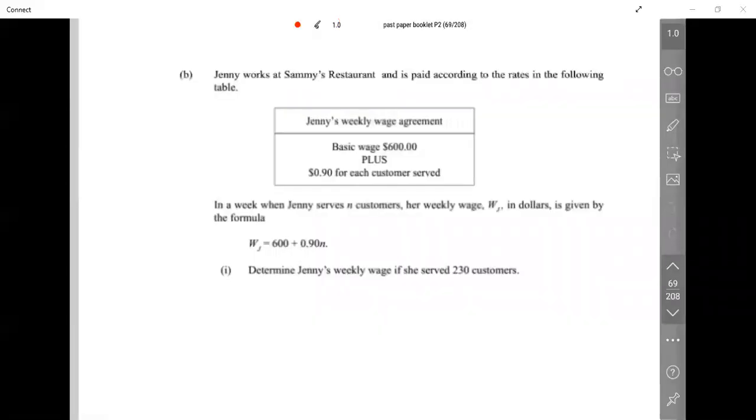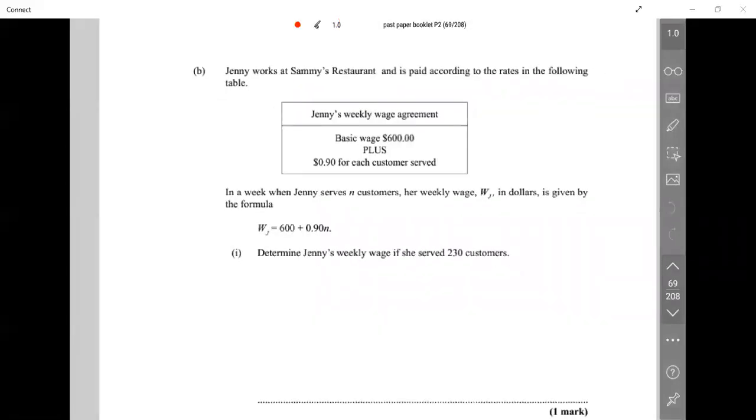All right, let's move on. This says, Jenny works at Sammy's restaurant and is paid according to the rate in the following table. So Jenny's weekly wage agreement: her basic wage is $600, and she's paid 90 cents for every customer served. It says in a week, Jenny serves N customers. Her weekly wage, WJ in dollars, is given by the formula WJ is equal to 600 plus 0.9N. We're asked to determine Jenny's weekly wage if she serves 230 customers.